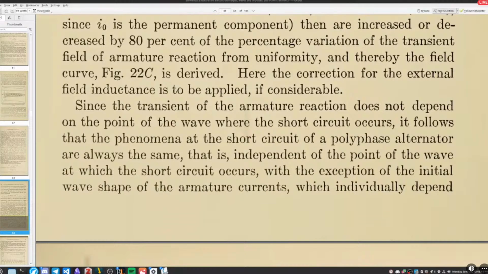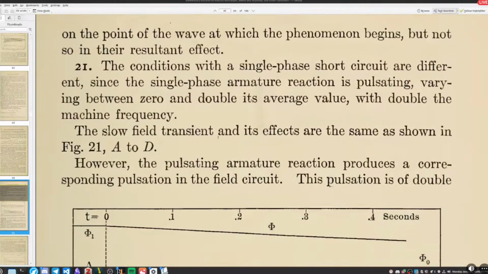Since the transient of the armature reaction does not depend on the point of the wave where the short circuit occurs, it follows that the phenomena at the short circuit of a polyphase alternator are always the same. That is, independent of the point of the wave at which the short circuit occurs, with the exception of the initial wave shape of the armature currents, which individually depend on the point of the wave at which the phenomena begins, but not so in their resultant effect.